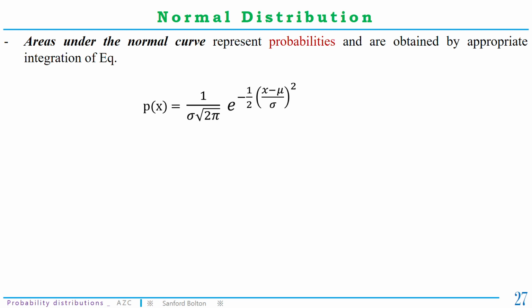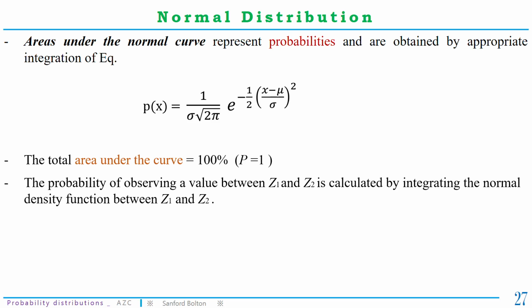Areas under the normal curve represent probabilities and are obtained by appropriate integration of the equation as shown here. The total area under the curve is 100%, that is, phi is 1. The probability of observing a value between z1 and z2 is calculated by integrating the normal density function between z1 and z2.